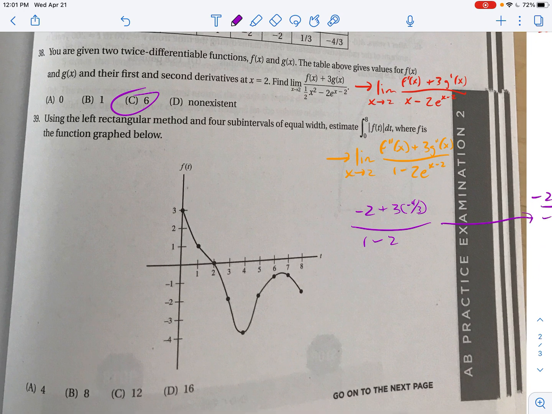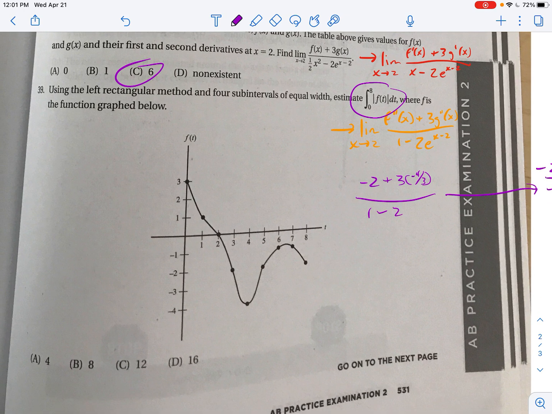All right, 39 is asking us to use left rectangles and 4 subintervals of equal width to estimate this integral, and we'll notice it's an absolute value. So I'm going from 0 to 8, so I break it up every 2. My first rectangle is like this. My second rectangle, well, left endpoint is already there. My second rectangle is completely flat. My third rectangle is like this, and my fourth is like this.